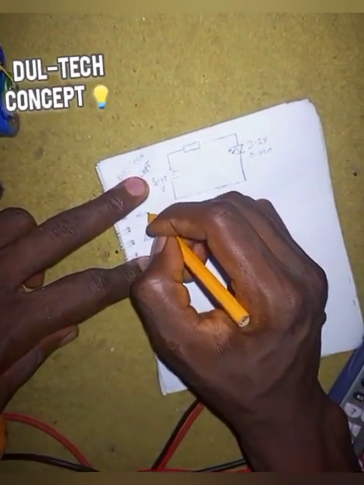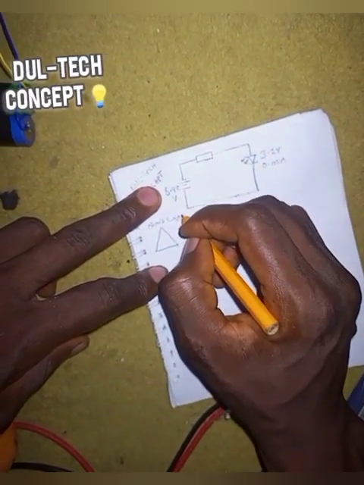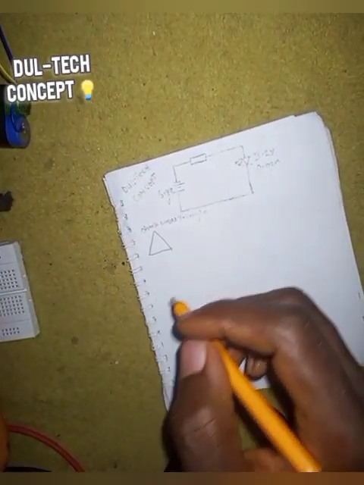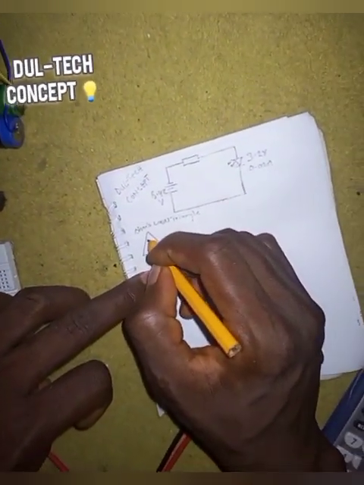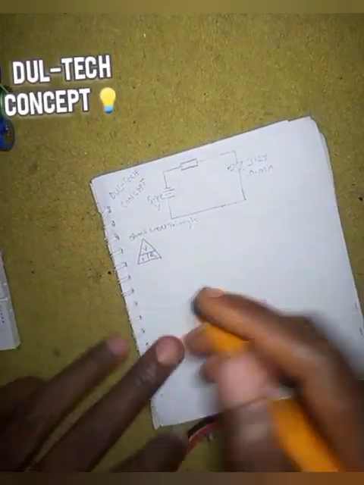Now we will need what we call the Ohm's law triangle, which is V over I R.